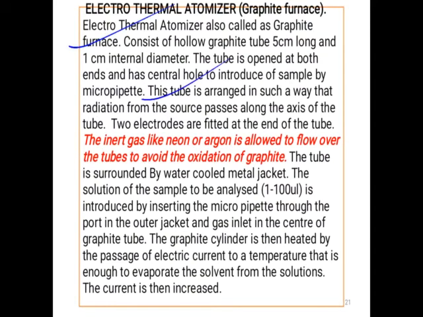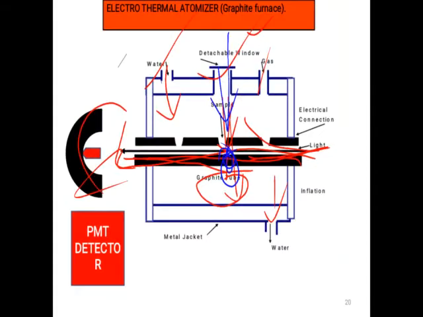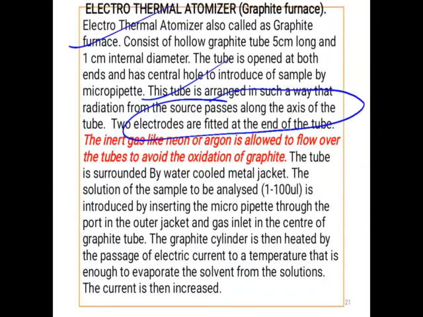This tube is arranged in such a way that the radiation from the source passes along the axis of the tube, and two electrodes are fitted at the ends of the tube. The inert gas, like neon or argon, is allowed to flow over the tube to avoid the oxidation of graphite. Okay, the tube is surrounded by water for the cooling purpose. So here you can observe, here water is added. So this is water, it is present at the surroundings for the cooling purpose.